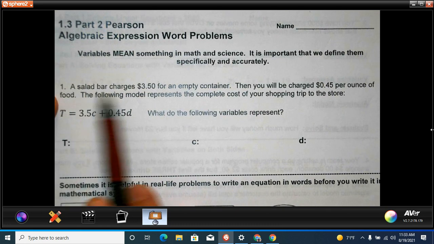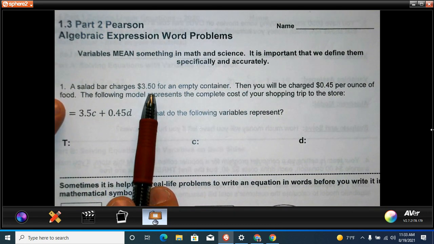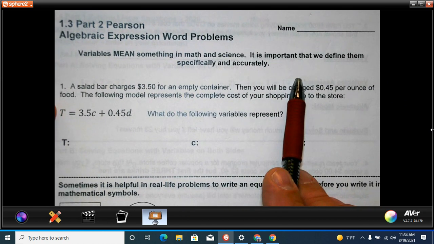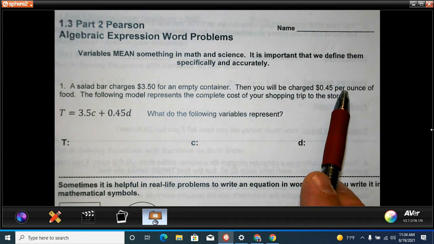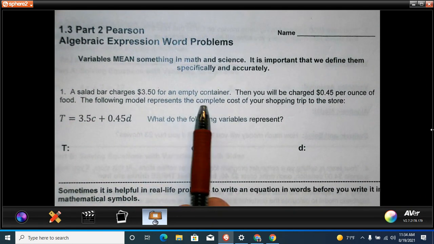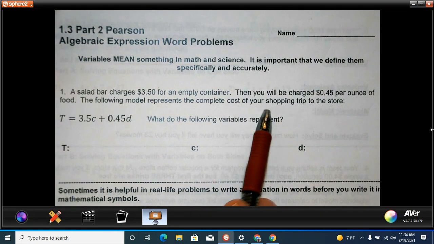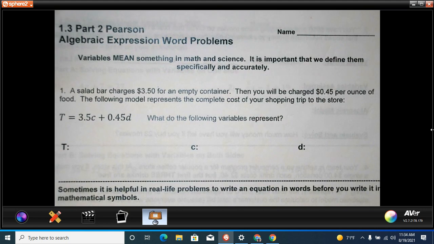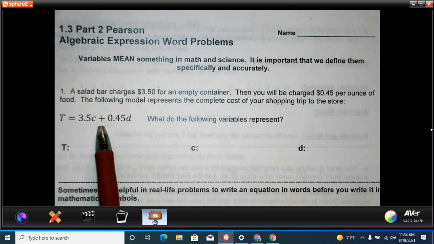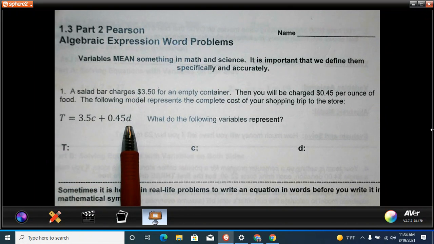All right, a salad bar charges $3.50 for an empty container. Then you'll be charged 45 cents per ounce of food. The following model represents the complete cost of your shopping trip to the store. So they want us to write out what T represents, what C represents, and what D represents.